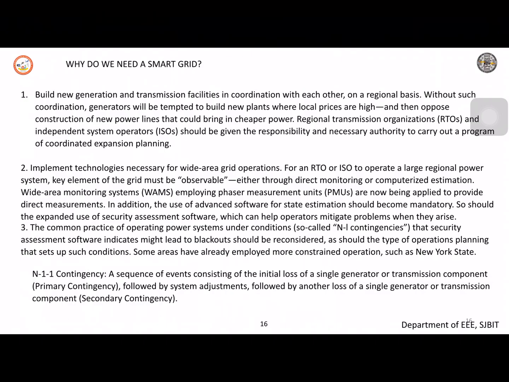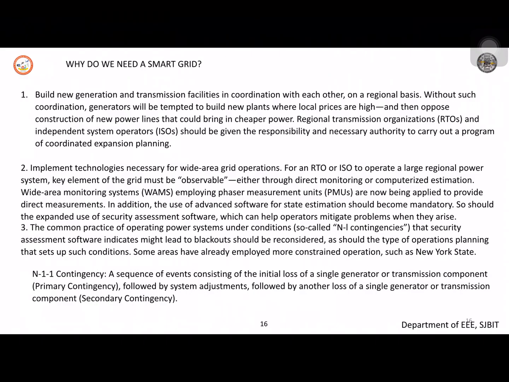So why do we need a smart grid? To build new generation and transmission facilities in coordination with each other on a regional basis. Generators are tempted to build a new plant where local prices are quite high, and oppose the construction of new transmission lines, so that will bring in the cheaper cost. The regional transmission organizations, we call them RTOs, and the independent system operators, we call them ISOs, have to be given the responsibility and necessary authority to carry out the program of coordination, expansion, planning, and all.